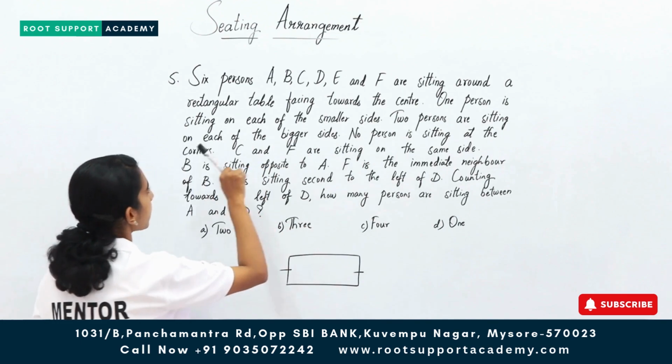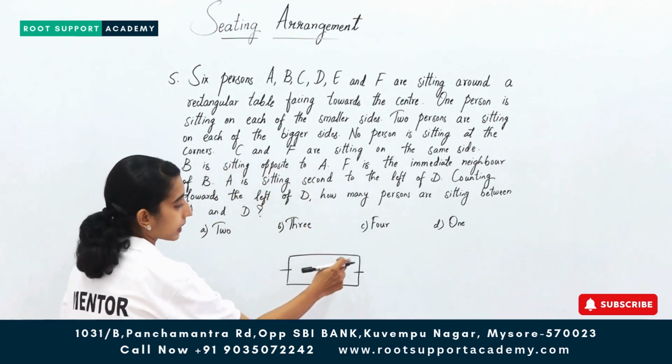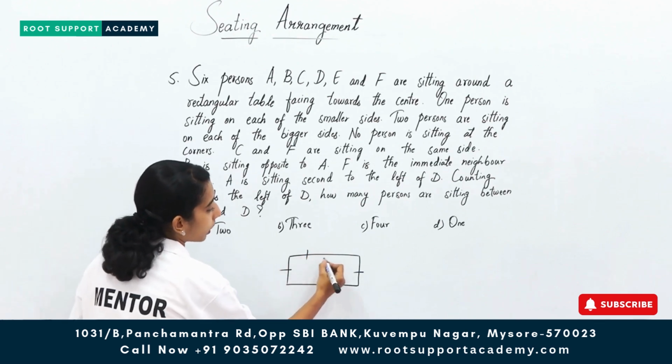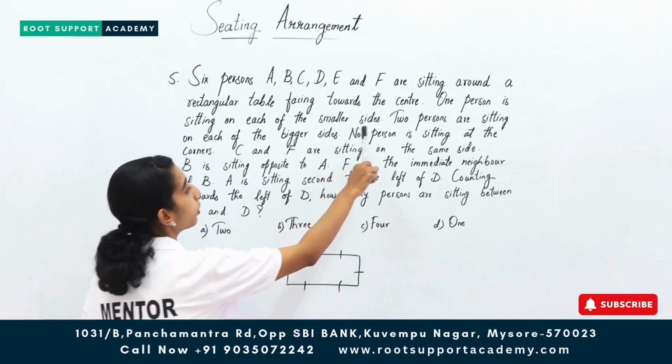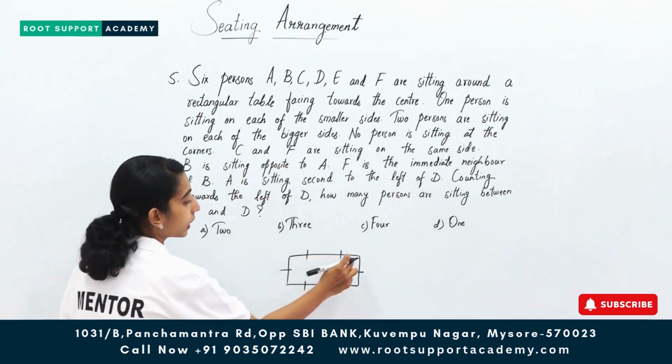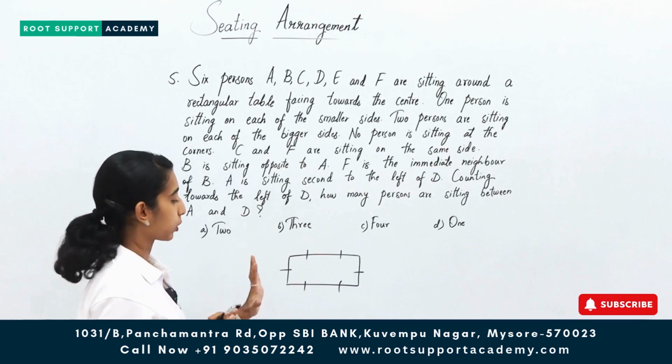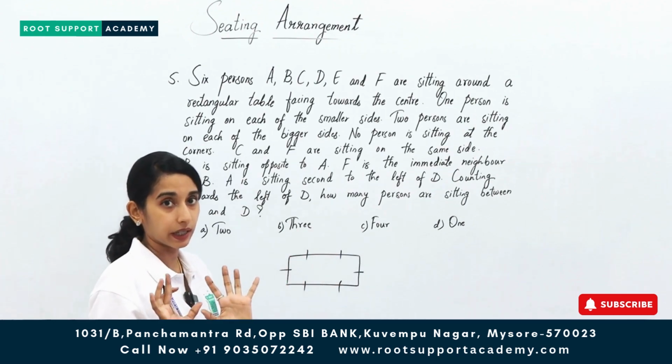Next, 2 persons are sitting on each of the bigger sides. Each of the bigger sides here, 1, 2, 1, 2 here. Okay, 2 people are sitting here. No person is sitting at the corners. Here at the corners, nobody is sitting. Okay, so roughly we have sketched their positions.